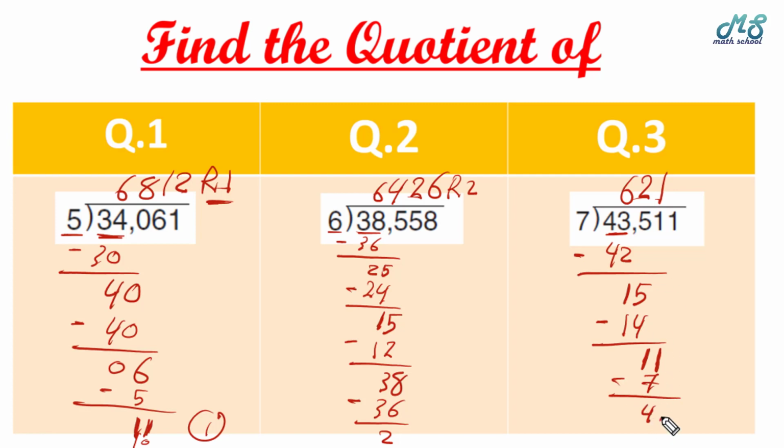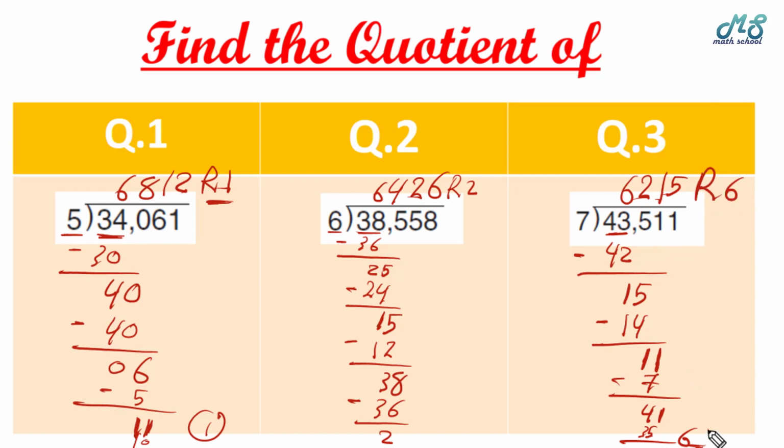Bring down the next digit, which is 1. Mister, 41 divided by 7. If you try 6 times 7, it will be 42. It's greater than 41. So you have to try a number less than 6, which is 5. 5 times 7 equals 35. The remainder will be 6, mister. Now, the quotient is 6,215 with remainder 6.